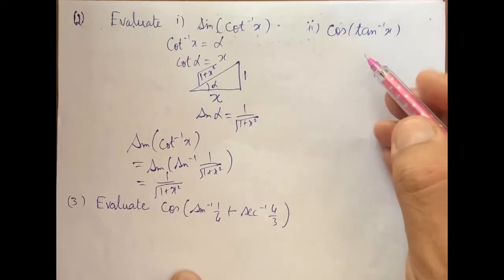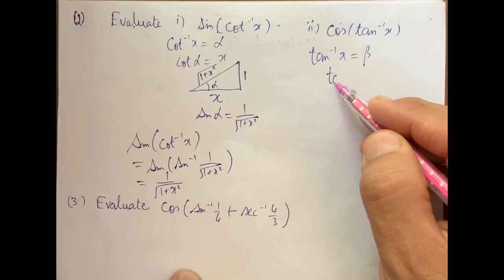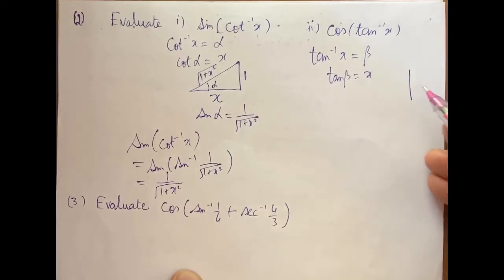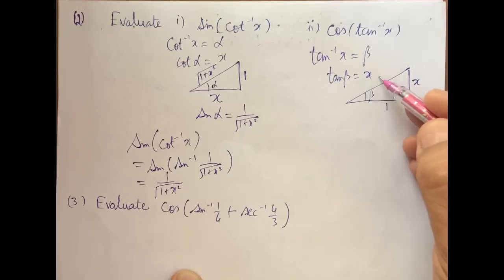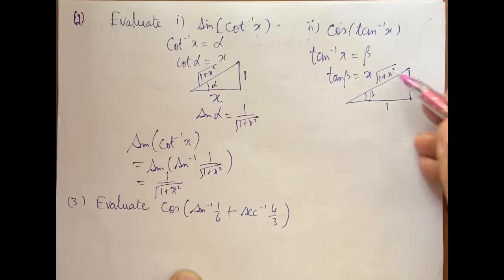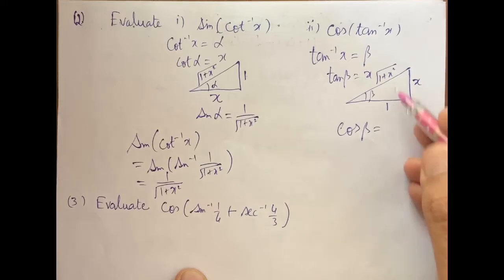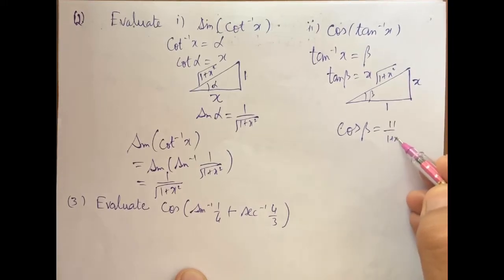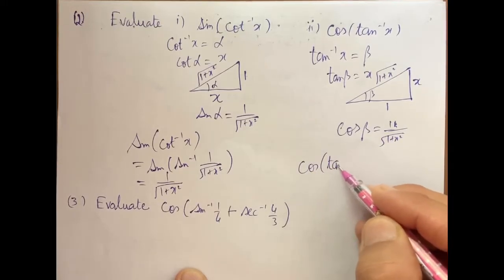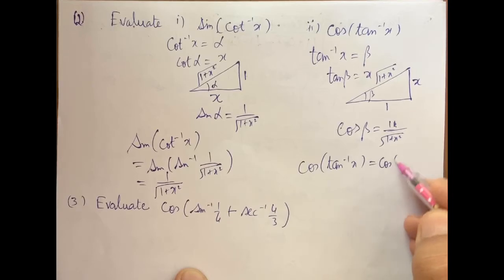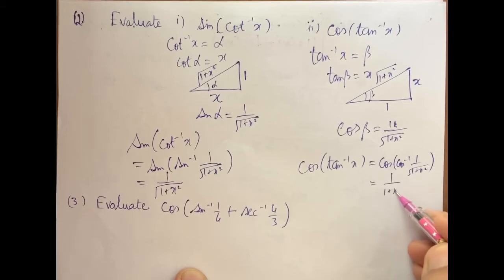Next, cos of tan inverse of x. Let's say tan inverse of x is beta. This means tan beta is x. Draw a triangle. This is angle beta. Tan is perpendicular to base. This side will be square root of 1 plus x square. Outside we have cos. Let's find out cos of beta. It's base upon hypotenuse, 1 upon square root of 1 plus x square. And cos of tan inverse of x is cos of cos inverse of 1 upon square root of 1 plus x square, which is 1 upon square root of 1 plus x square.